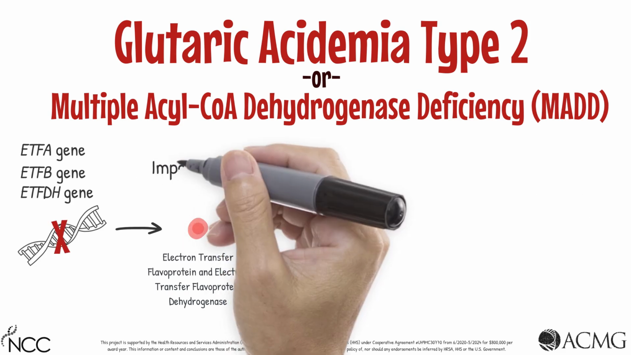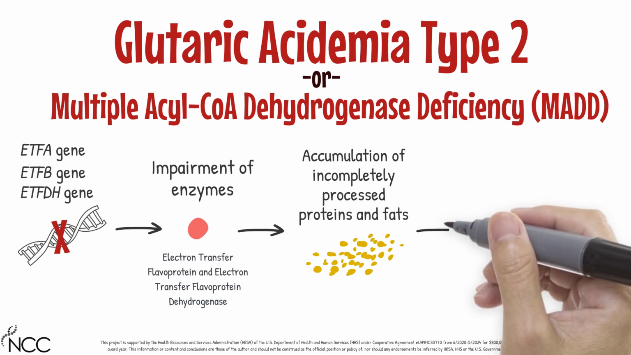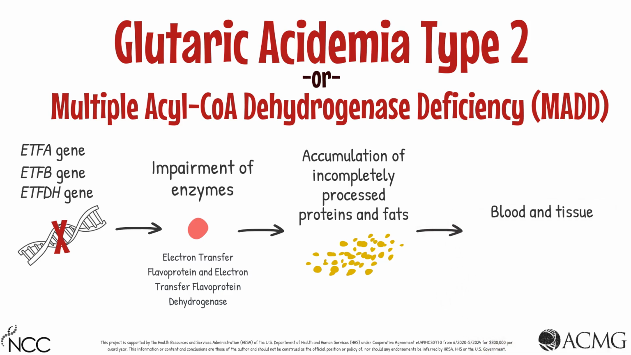The impairment of these enzymes can cause an accumulation of incompletely processed proteins and fats. This buildup causes the blood and tissues to become acidic, which is also called metabolic acidosis.